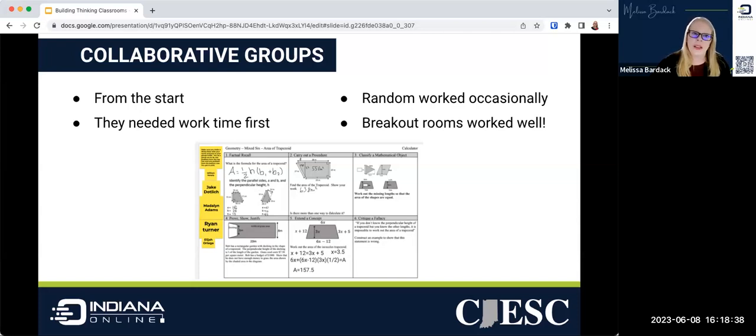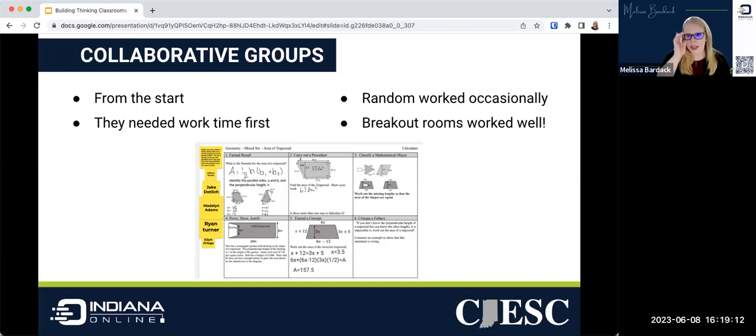We did find that while collaborative groups, when setting up a thinking classroom, should start from the beginning of your session or your semester, when initiating collaborative groups within a lesson, we found it important to give work time first before sending students into their groups. This allowed students time to think through the task or the process on their own and have some ideas before they walked into a setting with a random group to then share their ideas.